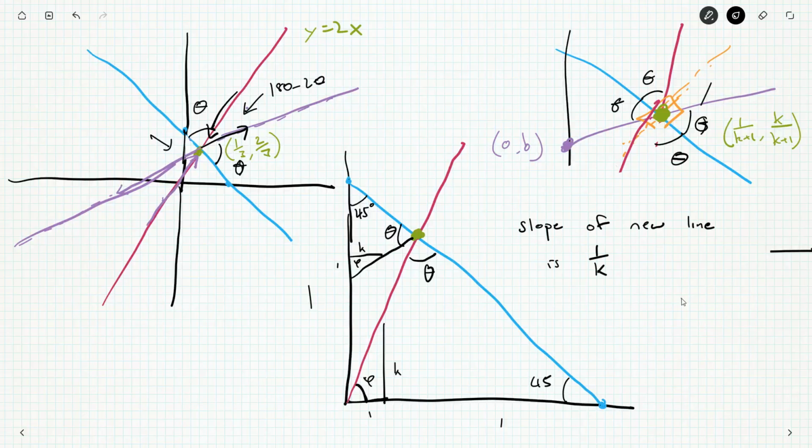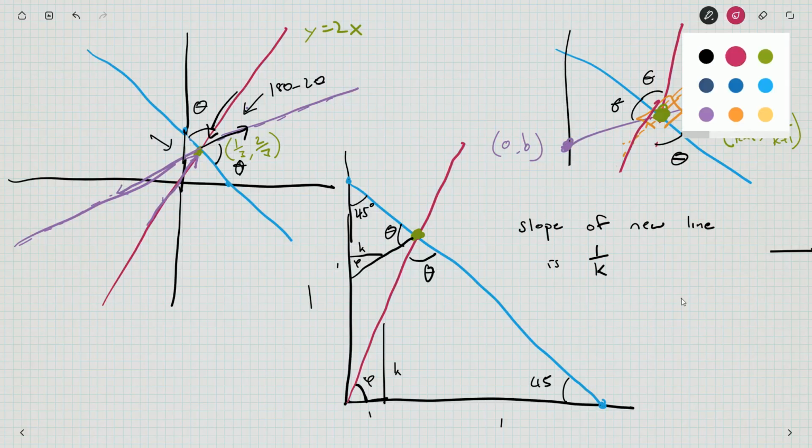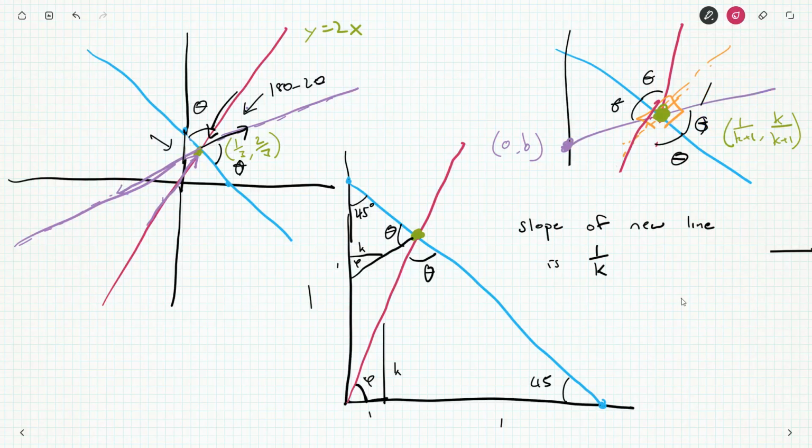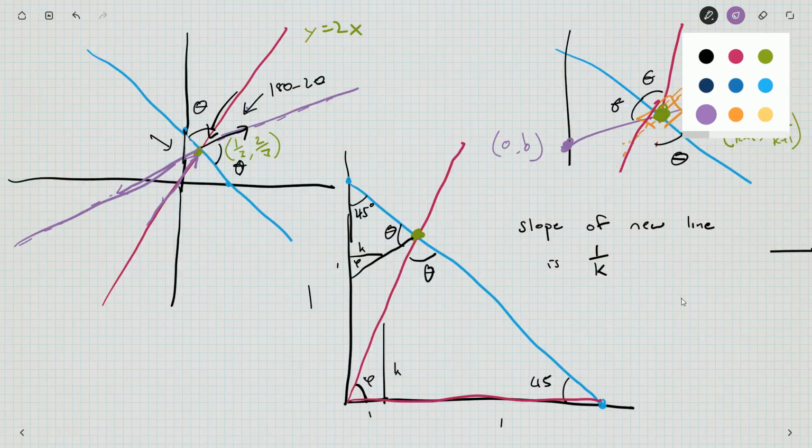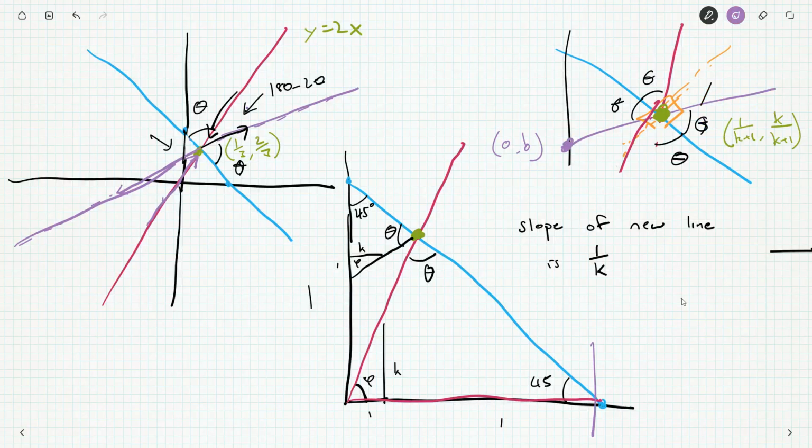And that also makes sense, because imagine if I did have my line going horizontally. It would hit the blue line, and it would bounce off, and we'd get a straight up line, so you wouldn't be able to get a y-intercept. Okay. So this is all starting to make sense. 1 over k, that's going to be the slope of our new line.